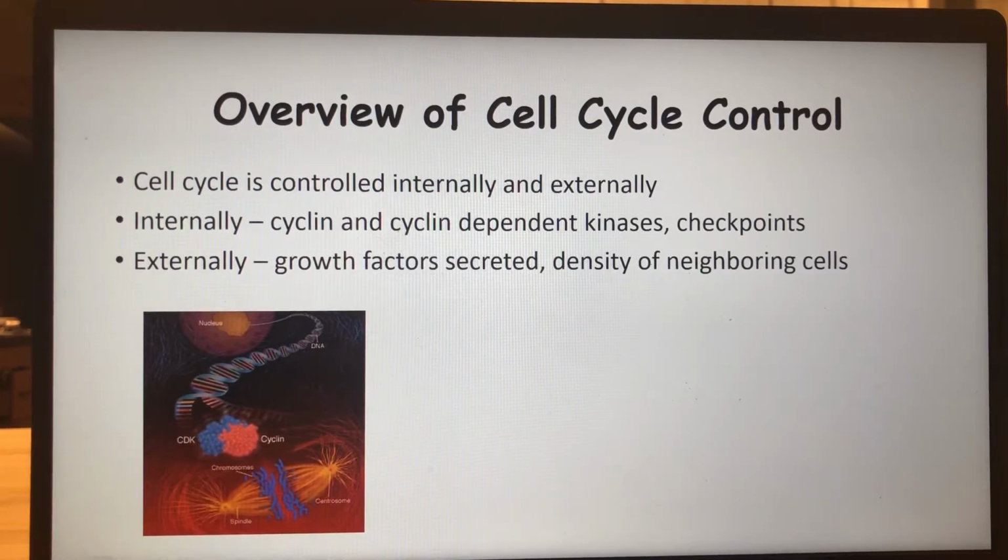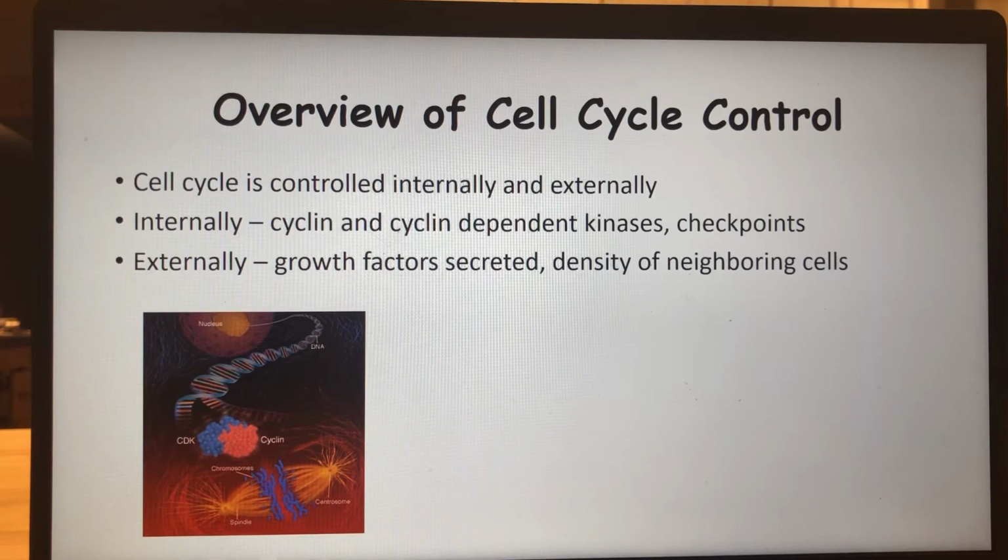So here is an overview of the cell cycle controls. Basically, you're going to need to know this for your test. You have two ways that the cell cycle can be controlled, internally and externally. Internally, you have things called cyclin and cyclin-dependent kinases. These guys will basically determine if the cell gets to go to the next checkpoint. So when we say internal, we're talking about what's actually happening inside the cell cycle.